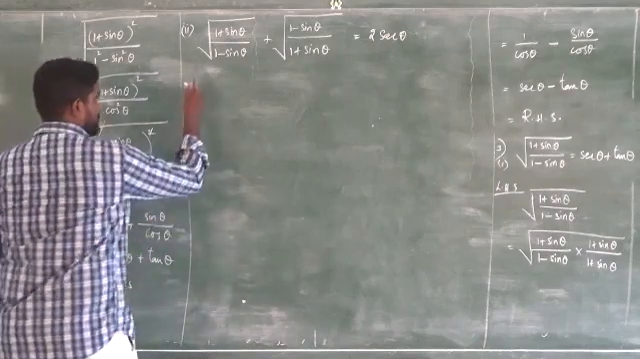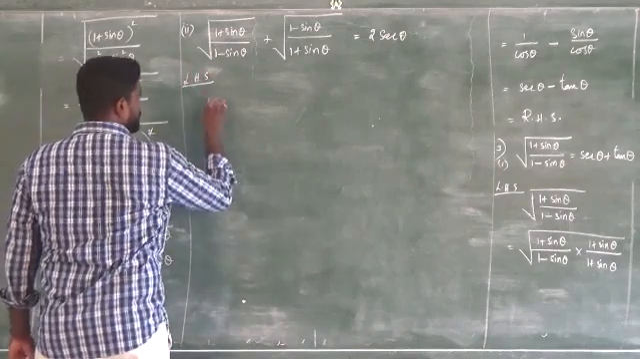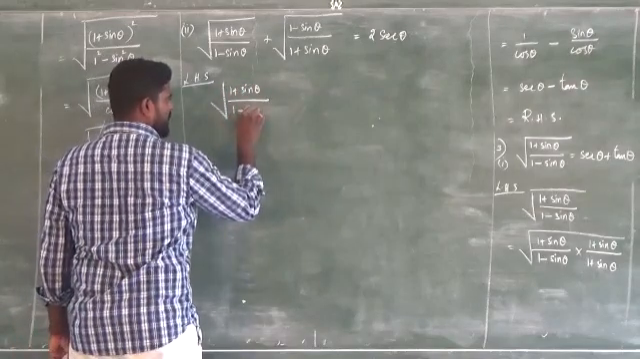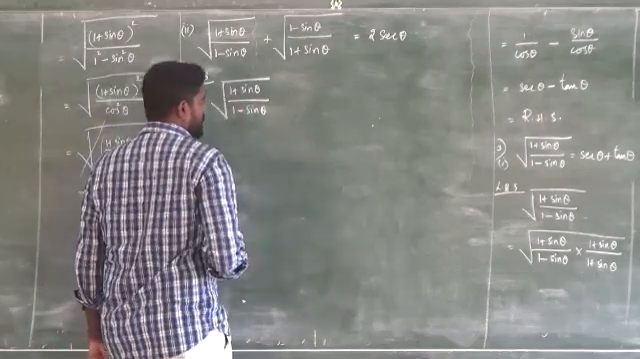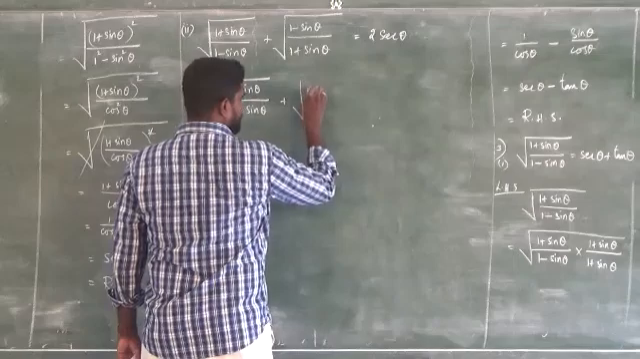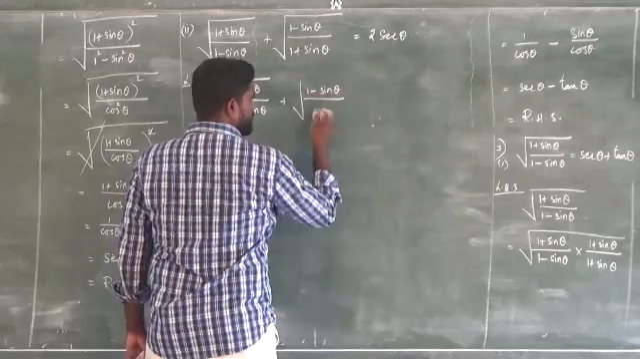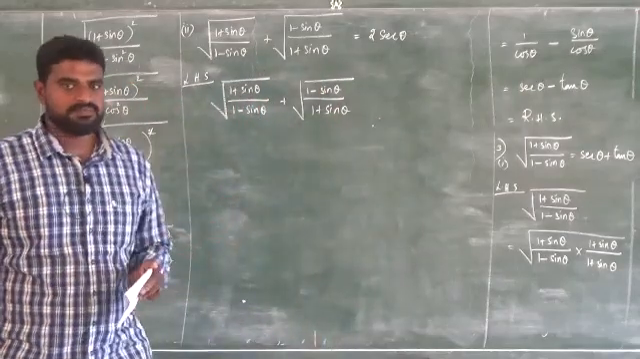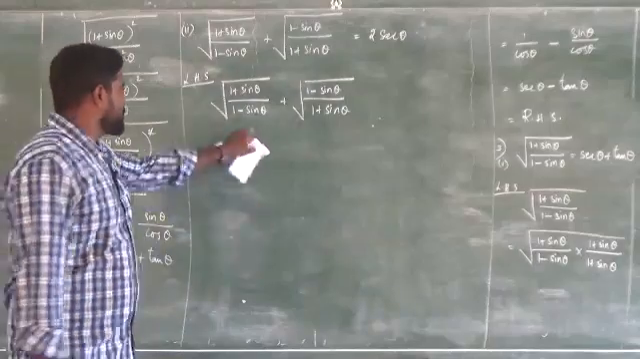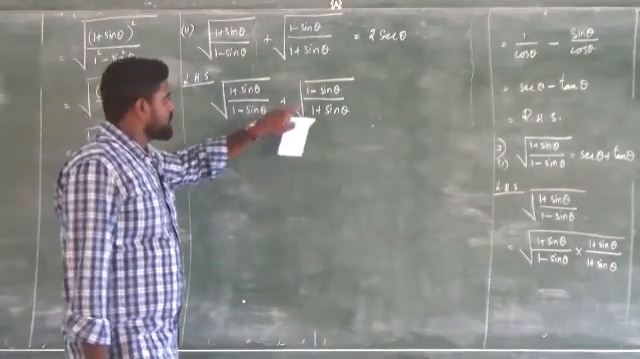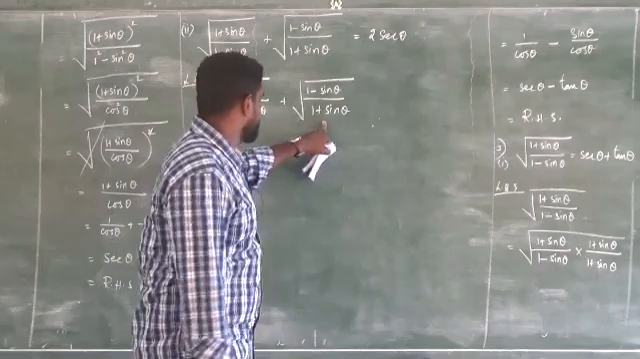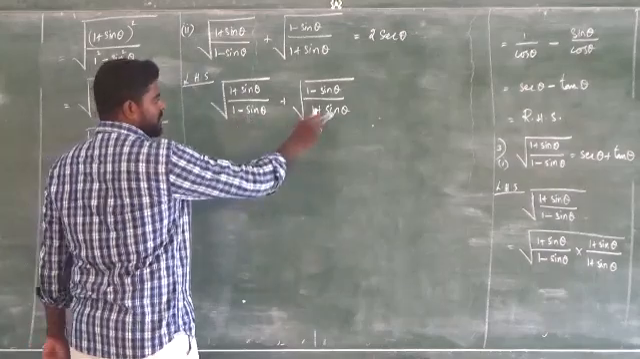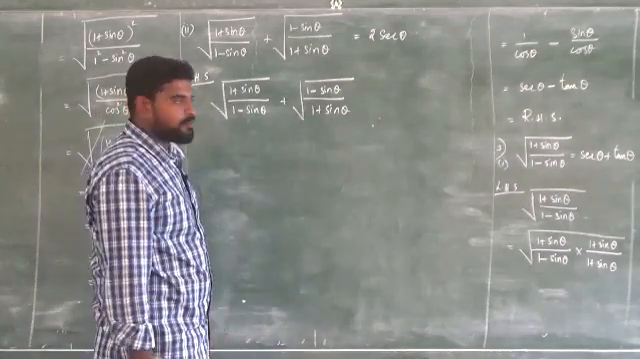So here the LHS has two root values, one is root of 1 plus sin theta by 1 minus sin theta, another one is root of 1 minus sin theta by 1 plus sin theta. Both are in the form of conjugates. Here the conjugate of the first is 1 plus sin theta, and the second root value is in 1 minus sin theta. So for the first root value I am going to multiply and divide by 1 plus sin theta, and for the second root value I am going to multiply and divide by 1 minus sin theta.